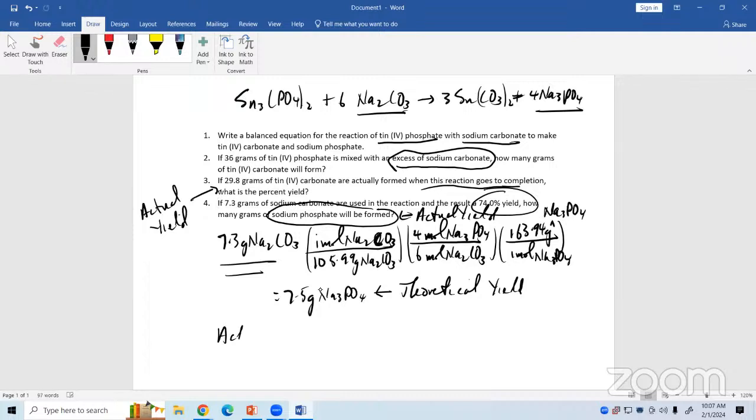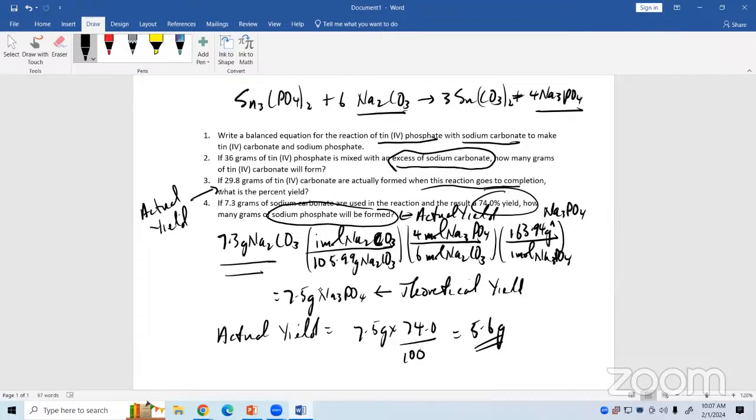So the actual yield, based on the formula that I gave you before, will be equal to the theoretical yield, which is 7.5 grams, multiplied by the percent yield, which is 74.0%. So that's 74.0 divided by 100. And let's see what that gives. That gives 5.6 grams as the actual yield. All right. So that's basically a typical example of a question dealing with theoretical yield.